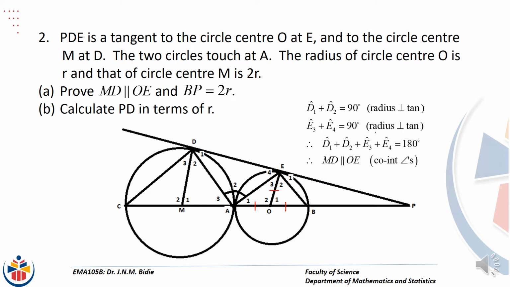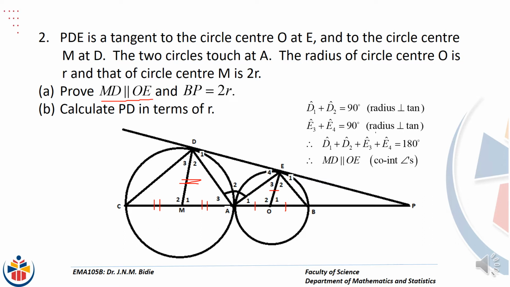And MA, MD, and MC, they are also equal. So MA, MD, and MC are all equal to R, and the other, OB, OE and OA, are equal to R. But then the first question, we have to prove that MD is parallel to OE.